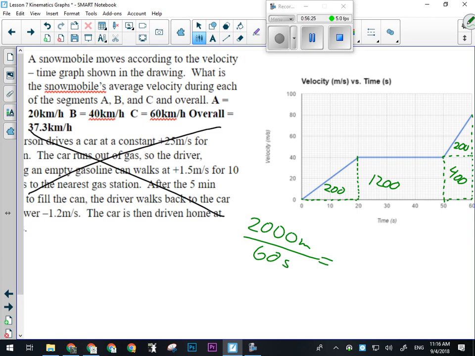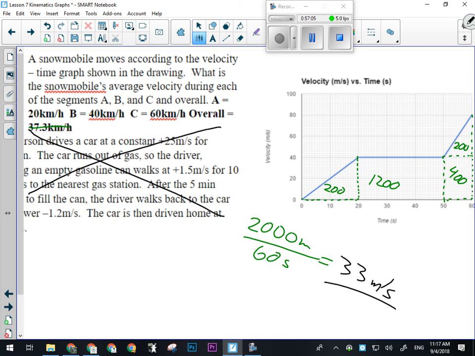So this answer I don't think is right. But 2,000 over 60 should be 40? Is that right? No, that's not right. What do we get here, guys? 33? Okay. Meters per second is the way we did it, right? That's the average velocity of the snowmobile, which is really fast. 33 meters per second is 120-ish kilometers per hour. It's a ridiculously fast snowmobile.